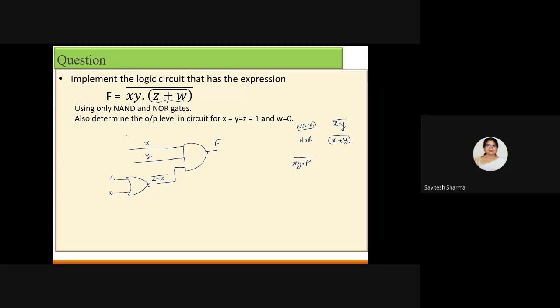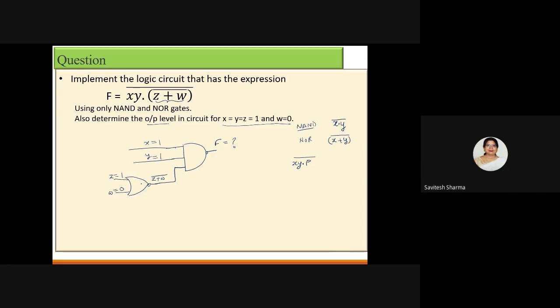Now the second part is asking you to determine the output level. That means it is asking what is F if the inputs are these. You have realized the circuit, now you will apply the given input condition and analyze the output. So let's see what is X, what is Y, what is Z. X is given 1, Y is 1, Z is 1, but W is 0. This is the second part of this question. First it is asking you to realize the hardware and then to determine the output based on the given input.